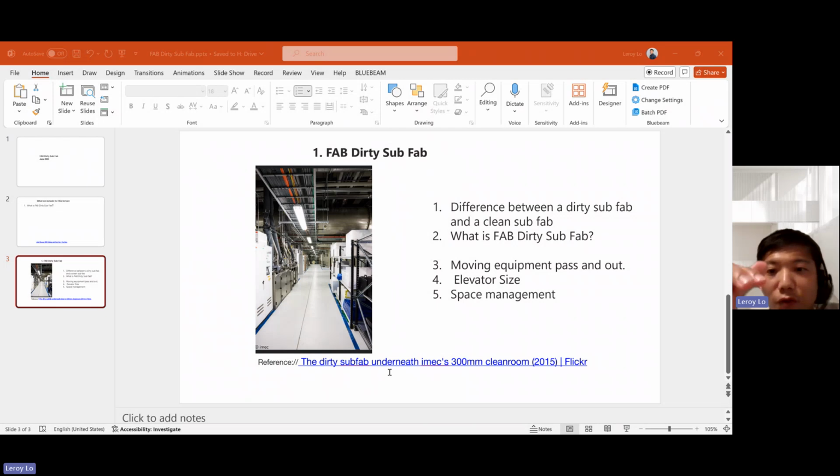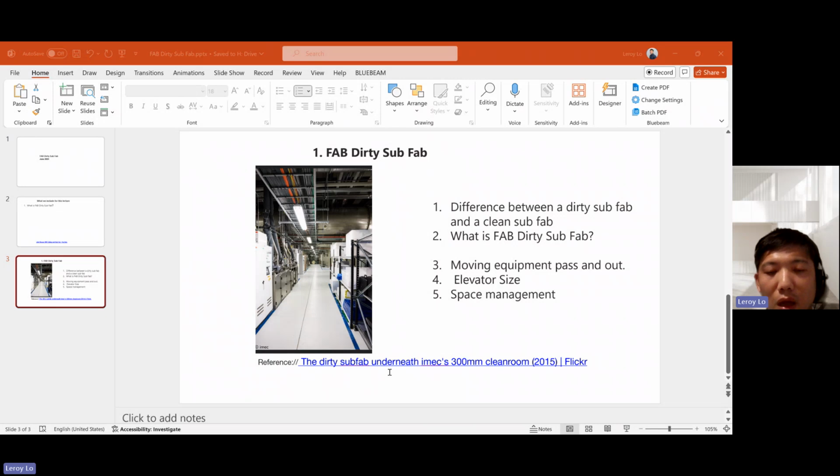So now we are moving from the clean sub fab to the dirty sub fab. You can see a photo here. This is a dirty sub fab. What does it look like? We have touched on that: several facilities have a single sub fab and some have a dual sub fab. Dual sub fab means you have a clean sub fab and a dirty sub fab. You have two sub fabs.